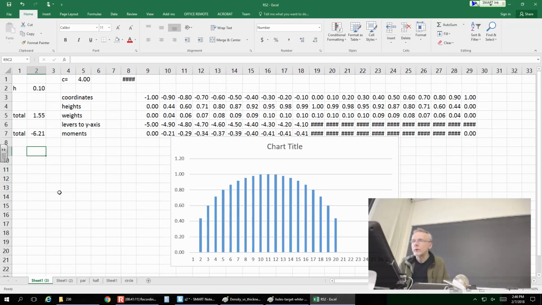Why did I pick 4? Let's pick something else. So 0.5. If I pick 0.5, which is here somewhere, and then I'm looking at what its total moment is, the total moment is negative 0.78, which means that it's going to tip. Which way is it going to tip?